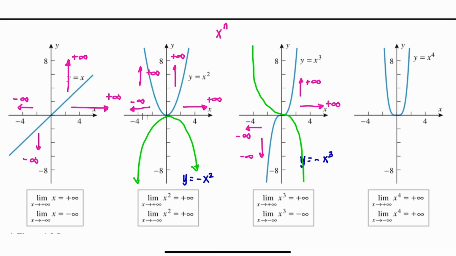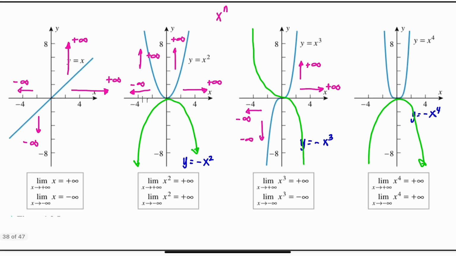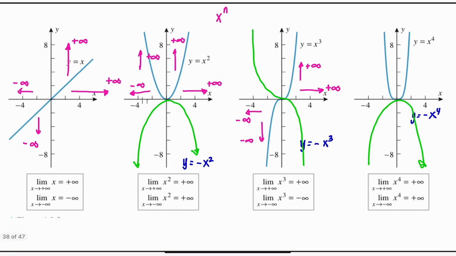For y equals negative x to the power of 4, the curve would be facing downward. So it is still the same as with negative x squared, wherein the limit of negative x to the power of 4 as x approaches positive infinity is negative infinity, and the limit of negative x to the power of 4 as x approaches negative infinity is still negative infinity. So these are special cases for polynomials with these exponents.